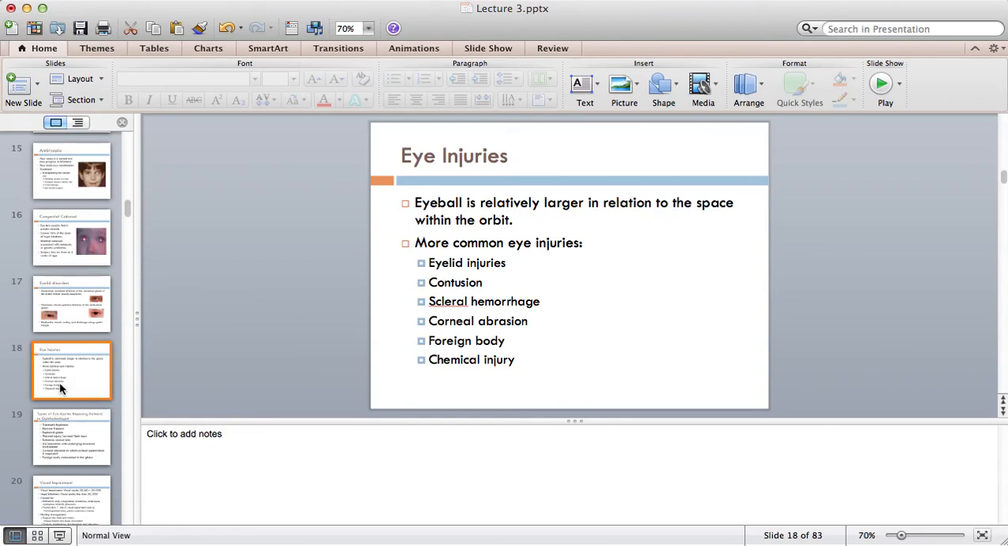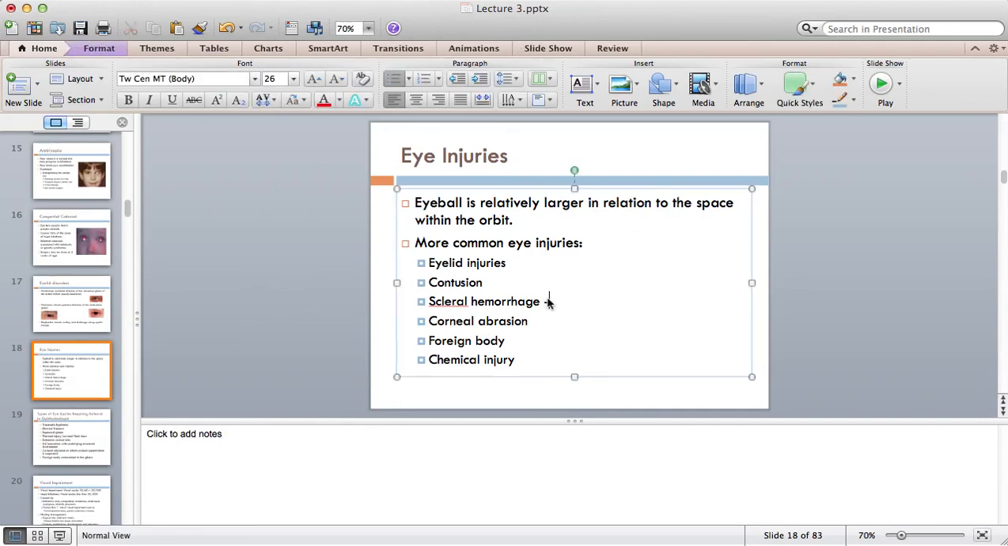Well, the scleral hemorrhage will be from sometimes excessive rubbing, or when we shake the child trying to quieten the child. With that, we call that eye injury, including the subdural hematoma. Okay. Corneal abrasion can also happen, or foreign body, or chemical injury.